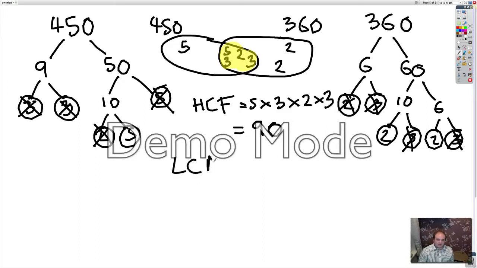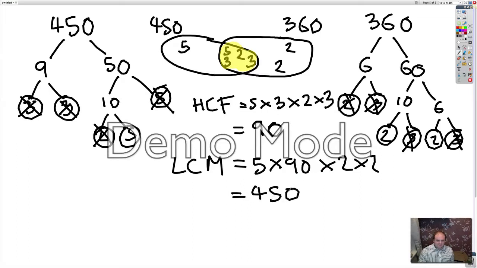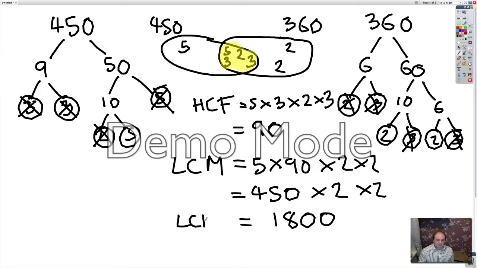Lowest common multiple, again, save yourself some time. 5 times all this, well, no, that's 90 times 2 times 2. Well, 5 90's or 5 9's are 45, so it must be 450. Times that by 2 and times it by 2 again. Just double it and double it again. 450 doubled is 900. 900 doubled is 1,800. That's your lowest common multiple of these two big numbers. So it does save you a lot of time, this method.